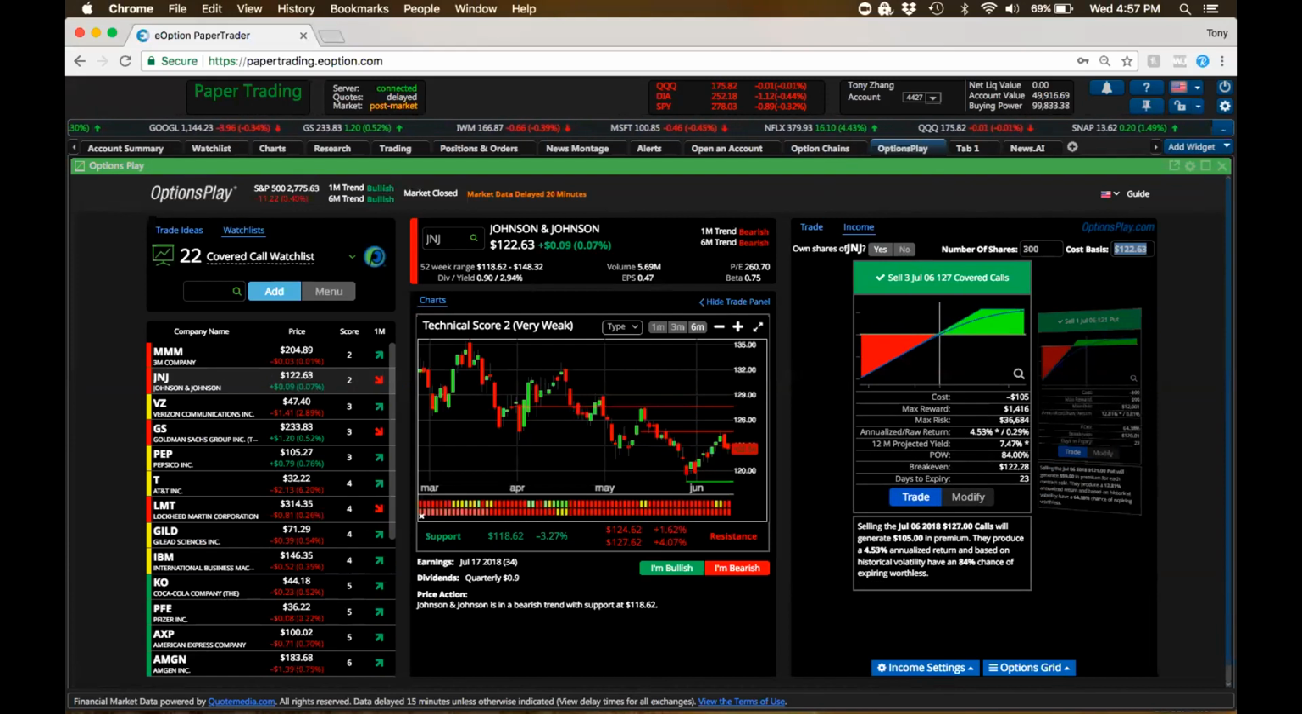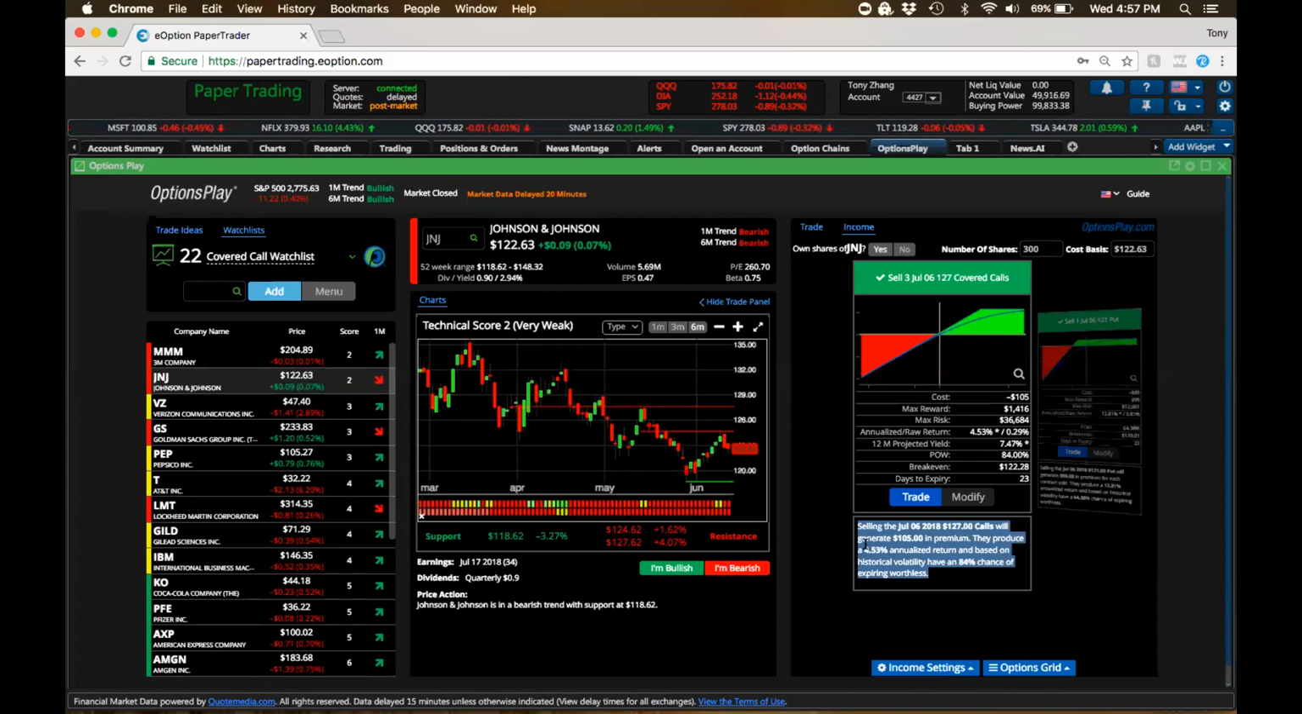And what it does is it goes out and it finds the covered call that best suits your criteria and tells you which calls to sell. So if, let's say, you own 300 shares of Johnson & Johnson, what this is telling you to do is that by selling the July 6th 127 covered calls, which is roughly $5 above the current, or $4 above the current price, which is at 122.